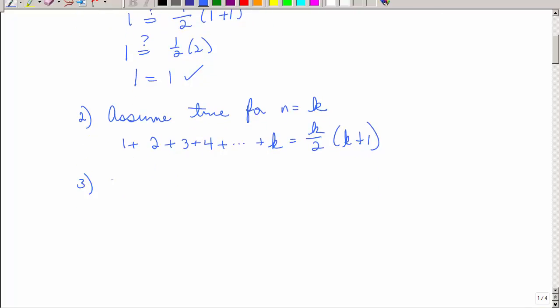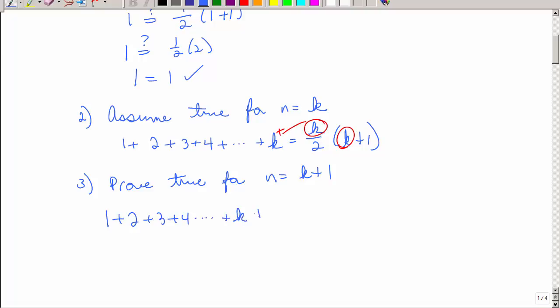The third step is we have to prove true for the next term. So we're actually going to add something here, and we're going to change those to k plus 1, meaning is it true for the next term. So we have 1 plus 2 plus 3 plus 4, exactly like it is. Then we're going to add that next term, and the next term comes from whatever that was, replaced with k plus 1. Want to show that is true.